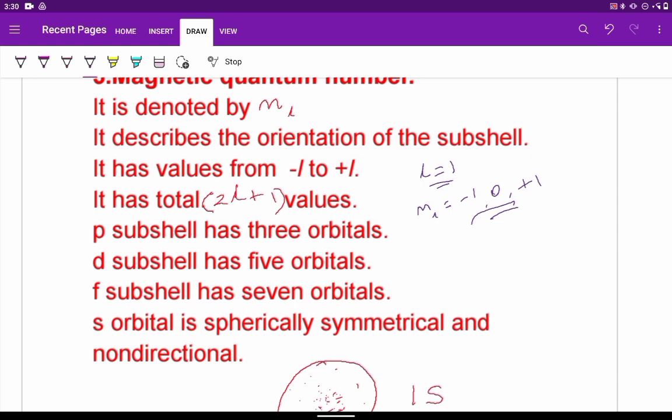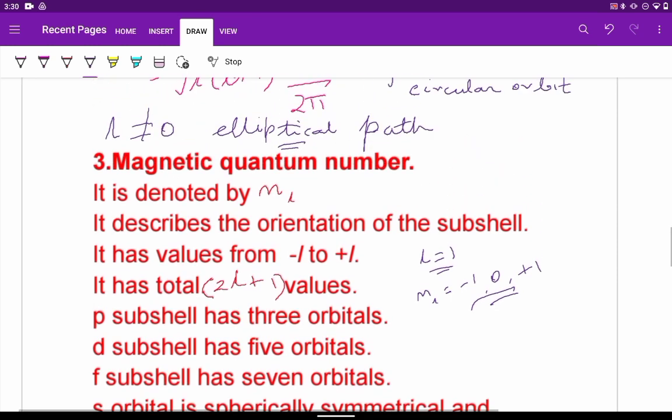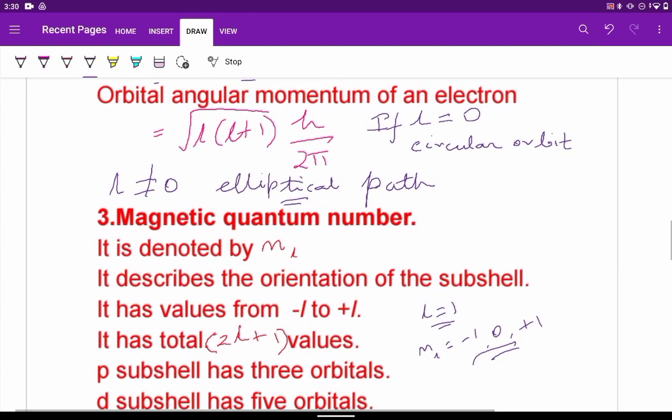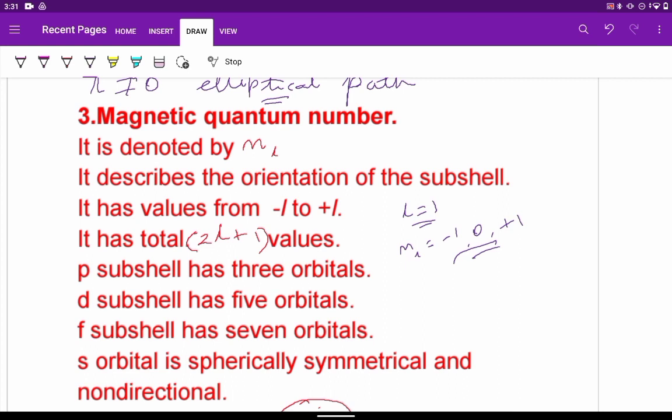If it is a P subshell, as I told you earlier, when L equal to 1, it is a P subshell. So the values for ml can be minus 1, 0 and plus 1. So it should have 3 orientations. So here you see the P subshell is having 3 orbitals. Similarly, the D subshell will have 5 orbitals. The F subshell has 7 orbitals. So these all are interrelated, you see.